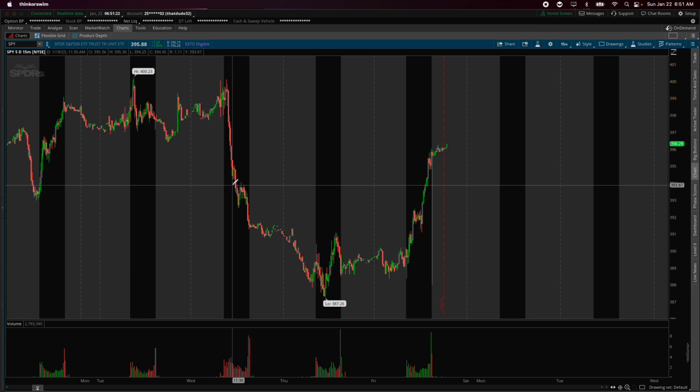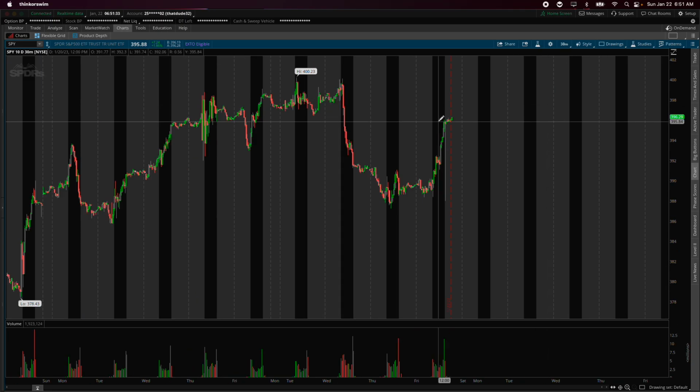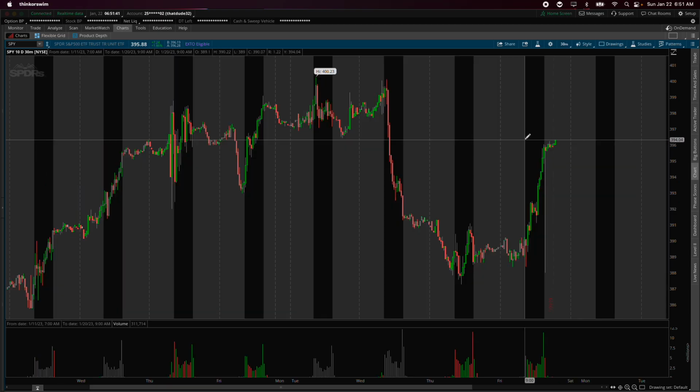At 15 minutes, you're seeing it's tightening up. It's starting to look a little bit more constructive. You drop it down to a 30 minute, and now we're seeing it's literally just a flag. So how do you draw this zone?